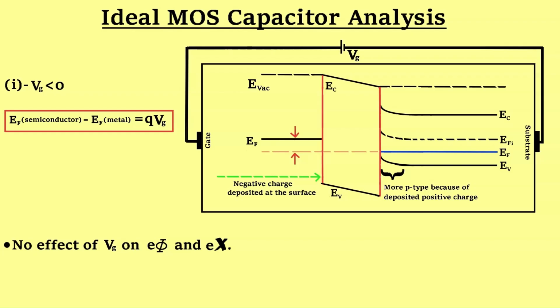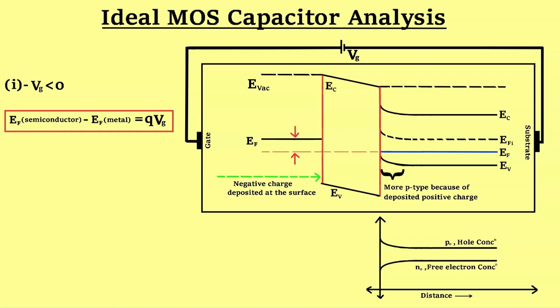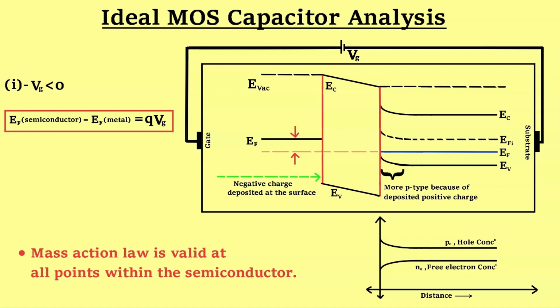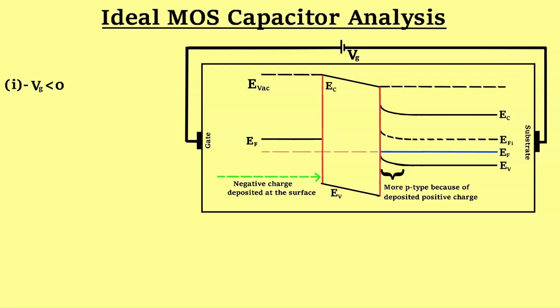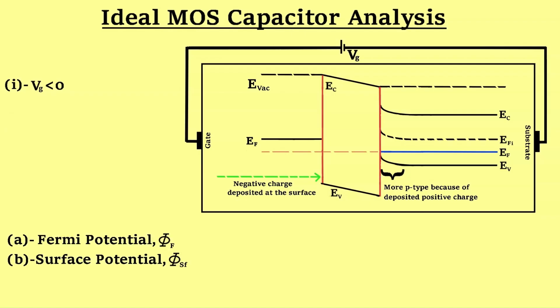A rough plot can also be drawn representing majority and minority carrier concentration within the semiconductor. Also, mass action law is valid at all points within the semiconductor. These curves introduced within the semiconductor are very important characteristics of MOS capacitor. There are two parameters, Fermi potential and surface potential, which are particularly helpful in MOS capacitor analysis.